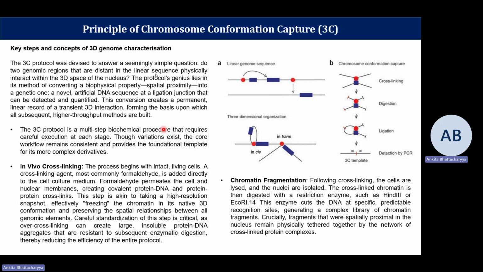It starts off with in vivo cross-linking. Usually, the common cross-linking agent which is utilized is formaldehyde, and it is directly added to the cell culture medium. What does it do? Formaldehyde permeates into the cell and the nuclear membrane as well, creating covalent DNA-protein and protein-protein cross-links and freezing those interactions in place, which is similar to taking a quick screenshot or snapshot of the entire region in 3D conformation.